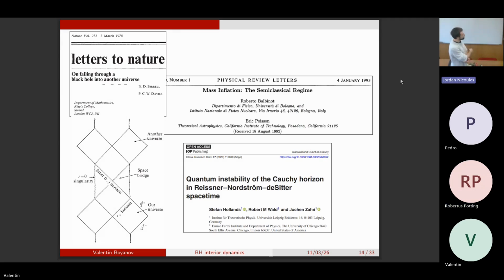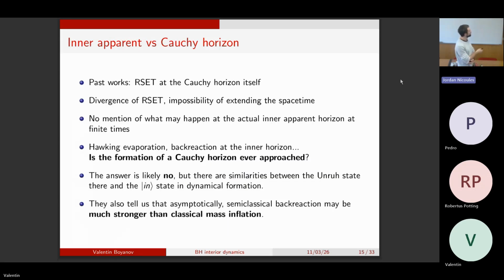Now, there have been some works studying the renormalized stress energy tensor around inner horizons, but they've typically been studies on maximal extensions of spacetimes that have this horizon. So particularly, they studied the values of the renormalized stress energy tensor when the inner horizon is already a Cauchy horizon and not on the inner horizon of a dynamically formed black hole.